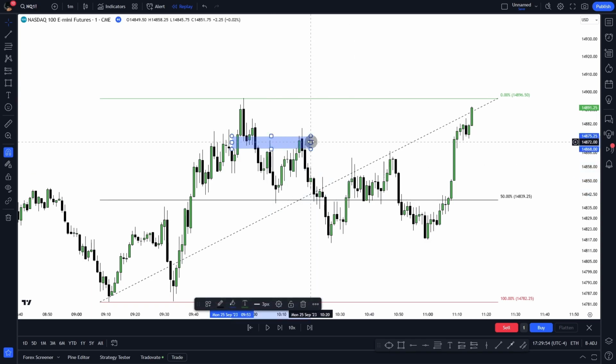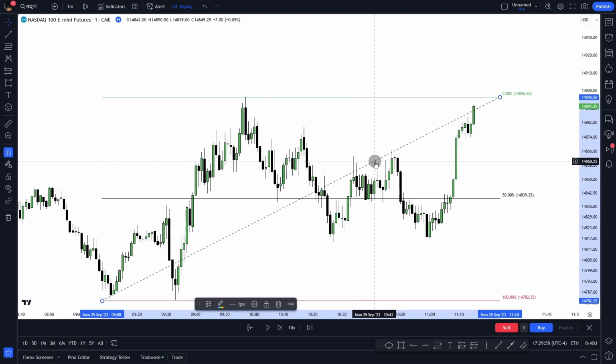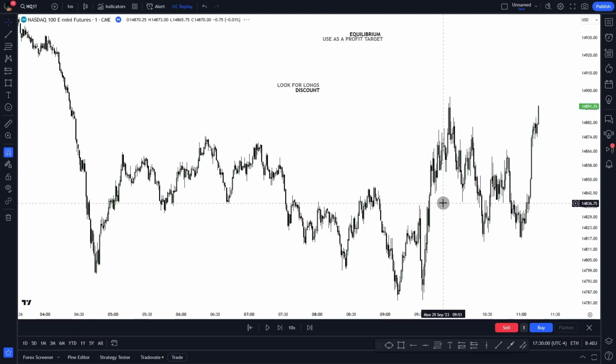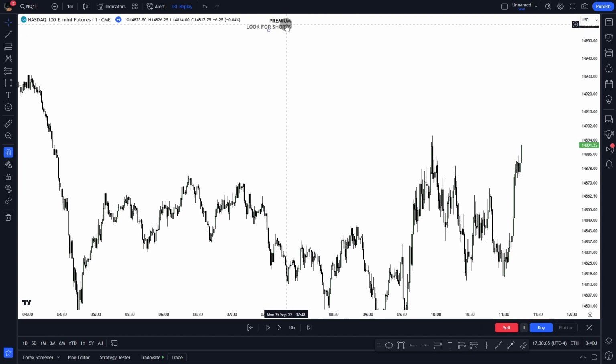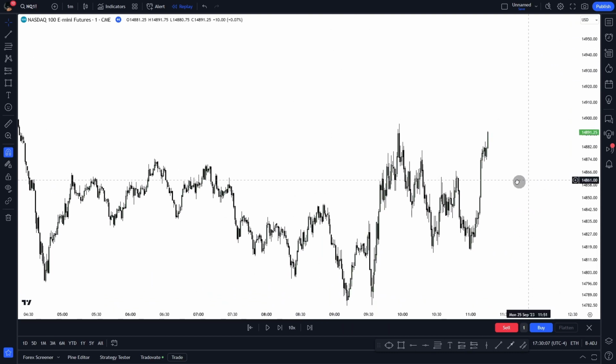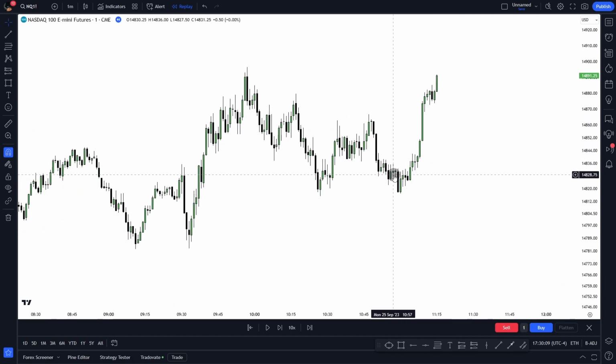So that is basically it for the ICT premium discount. It's very simple, yet a lot of people seem to forget it or don't use it, even though it is very, very useful. So I suggest that you use this every time you put on a trade and try to look for the shorts in premium and longs in discount. Use the equilibrium as profit targets, and that is it.